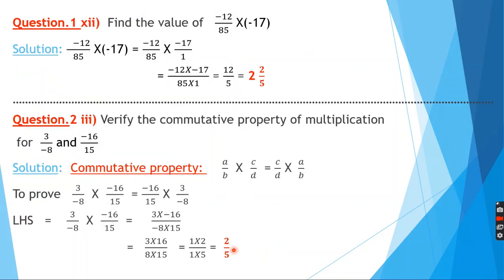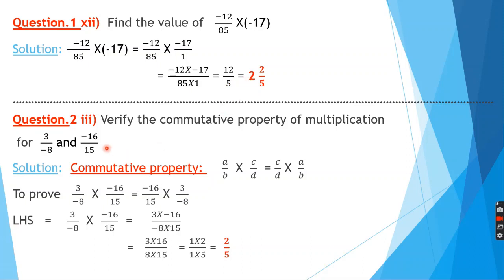Question number 1, 12th part. Find the value of minus 12 by 85 into minus 17. Again, minus 17 can be written as minus 17 by 1 as a rational number. Therefore again, product of the numerators by product of the denominators. Then negative into negative comes positive, and here 85 and 17 can be cancelled. 17 5s are 85, so that is 12 by 5, which in mixed fraction is 2 2 by 5.